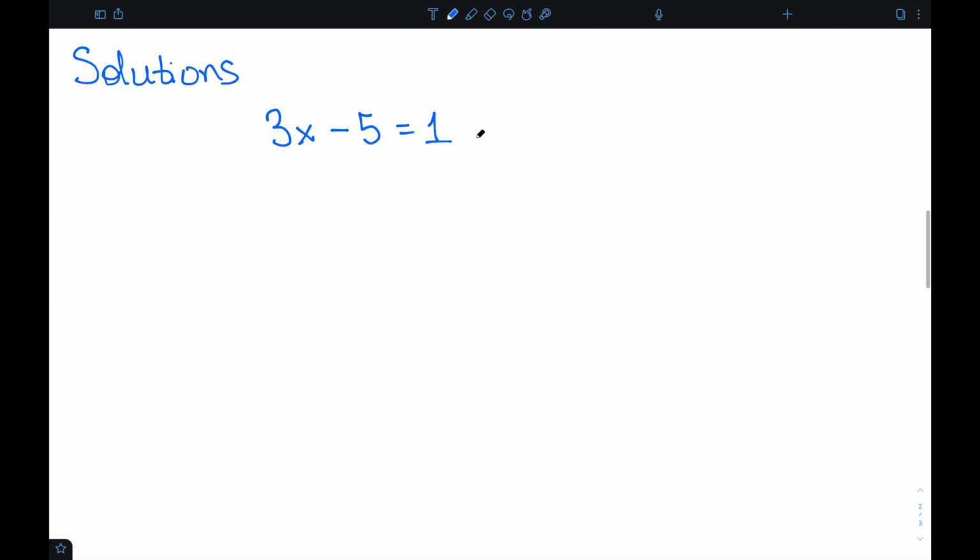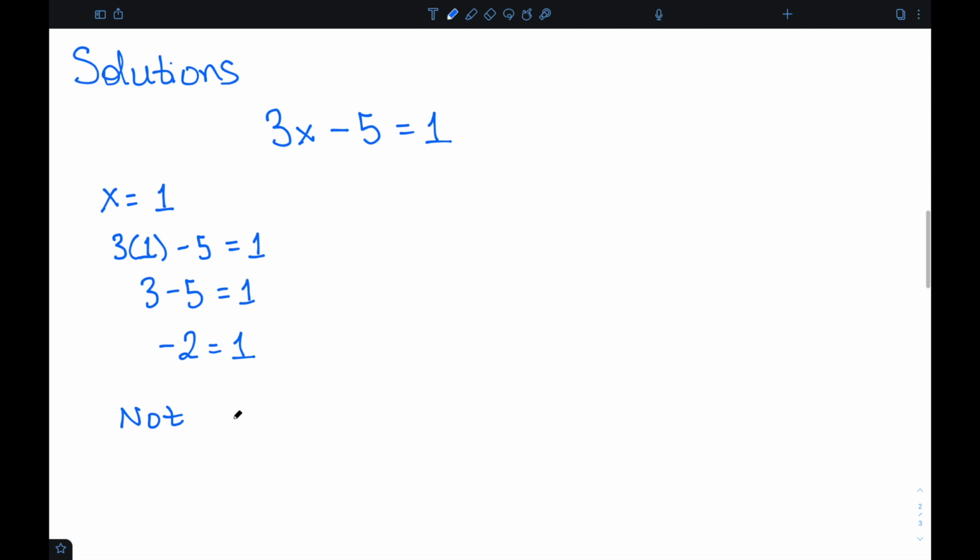Let's consider the linear equation 3x - 5 = 1. If we were to plug in a number like 1 for x, that would be 3 times 1 - 5 = 1. 3 times 1 is 3, and 3 - 5 is -2, and so we can see this is a false statement. So this is not a solution.